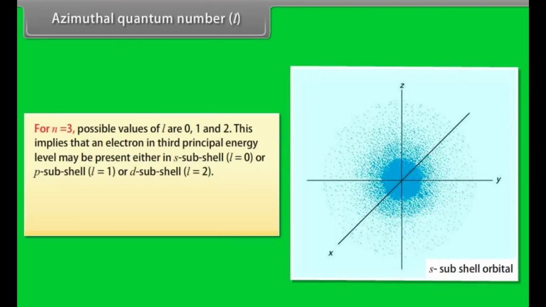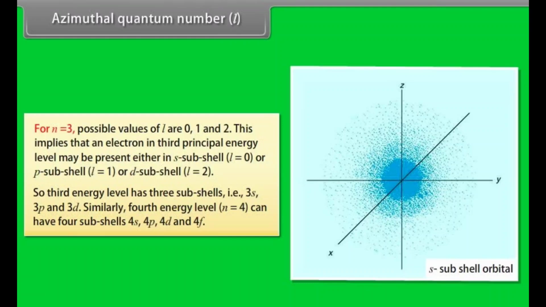For n = 3, possible values of l are 0, 1 and 2. This implies that an electron in the third principal energy level may be present either in the s subshell, l = 0, or the p subshell, l = 1, or the d subshell, l = 2. So, the third energy level has three subshells, that is 3s, 3p and 3d. Similarly, the fourth energy level, n = 4, can have four subshells, 4s, 4p, 4d and 4f.